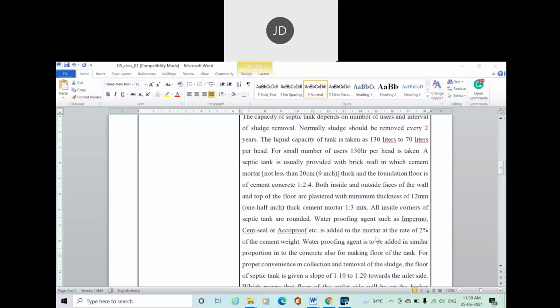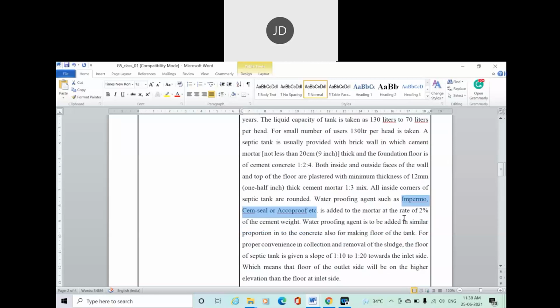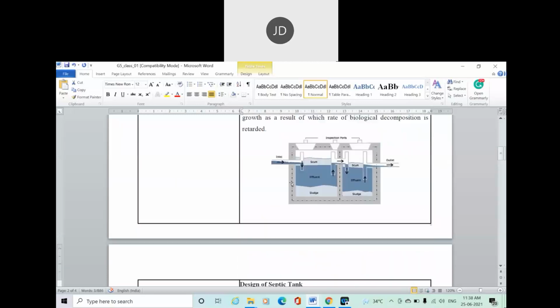Okay, so this is a chemical that can be used as a waterproofing agent. It can be mixed with mortar, in a percentage of 2%. At the rate of 2%, we can mix this waterproofing agent with the cement. It will make the wall waterproof, so you have to make this waterproof.